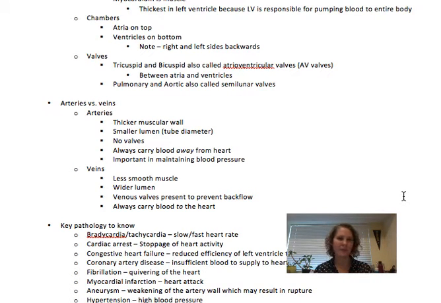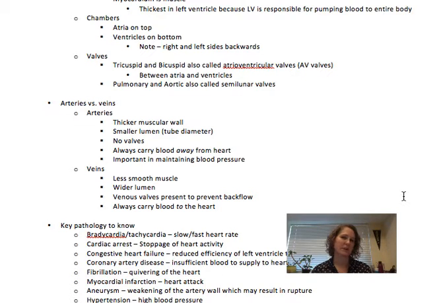I don't really know. In terms of arteries and veins, the arteries are thicker, and that's because they're taking a lot of pressure because the blood within them is coming from the heart and the force behind it is pretty great. So their musculature surrounding the wall is a little bit larger. They have a smaller diameter for that reason as well. Their lumen is smaller. They don't have any valves in them, and they always carry blood away from the heart.